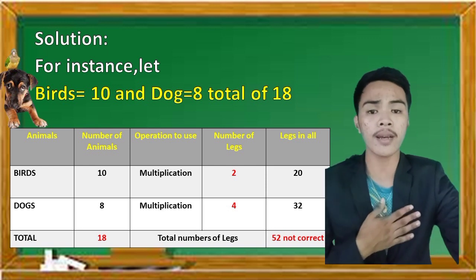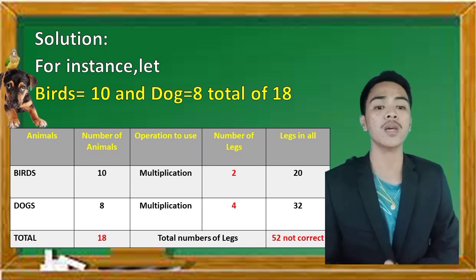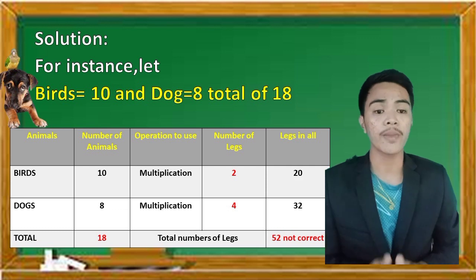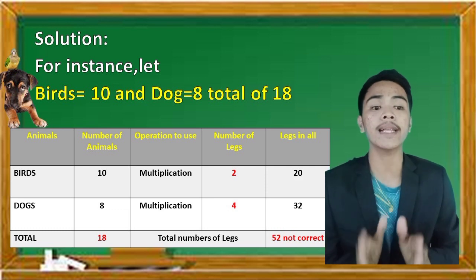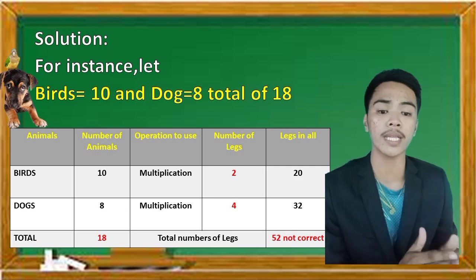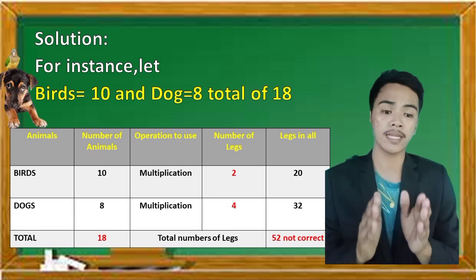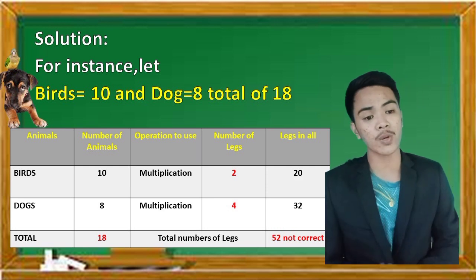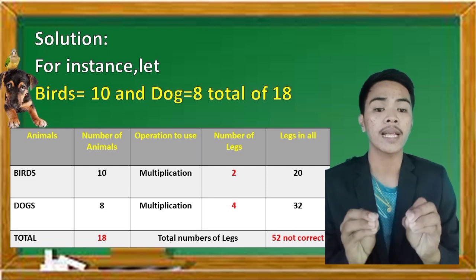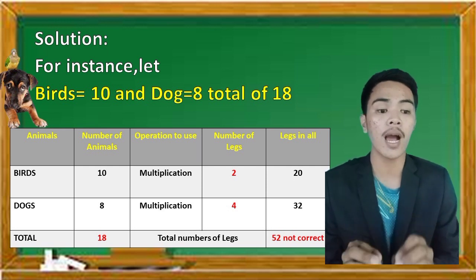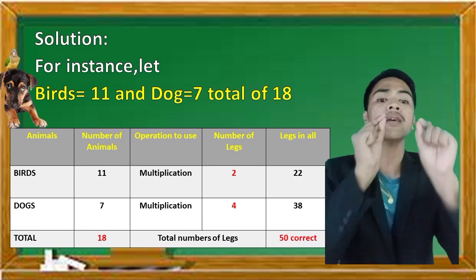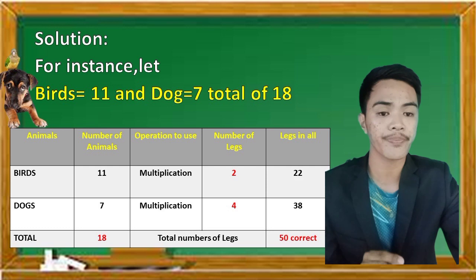So, let's have another trial and error. You really need trial and error in solving this. So, birds 10 and dogs 8. Same process: 10 times 2 is equal to 20. Dogs, 8 times 4 is equal to 32. When we add 20 plus 32, it is equal to 52. Therefore, 10 birds and 8 dogs are not correct. So, let's have another trial and error again.